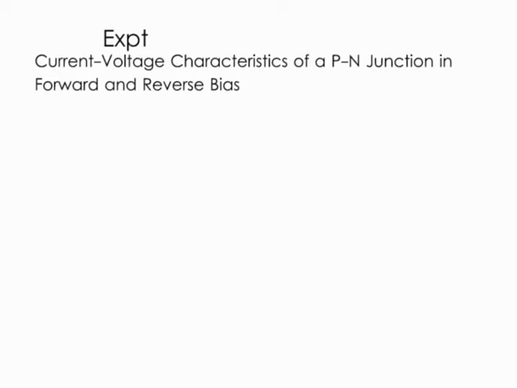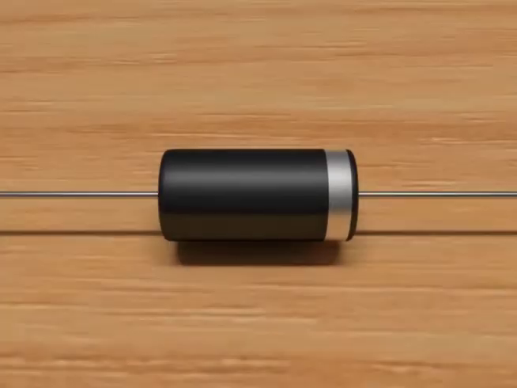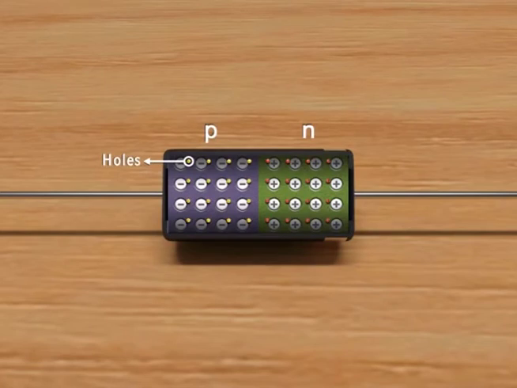We now look at the current voltage characteristics of a p-n junction diode in forward and reverse bias. We have seen that a p-n junction diode is formed when a pure semiconductor is partly doped, such that the p side has holes as majority charge carriers and the n side has electrons as the majority charge carriers.